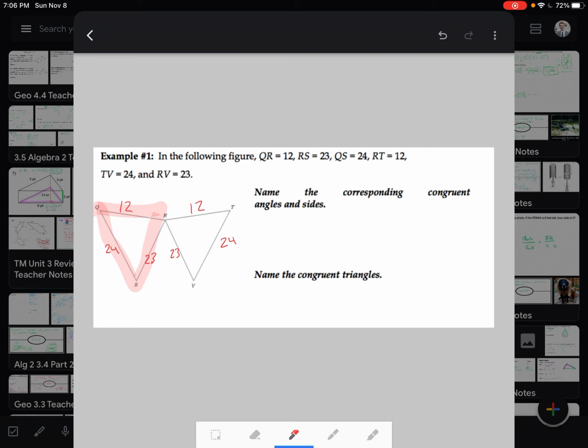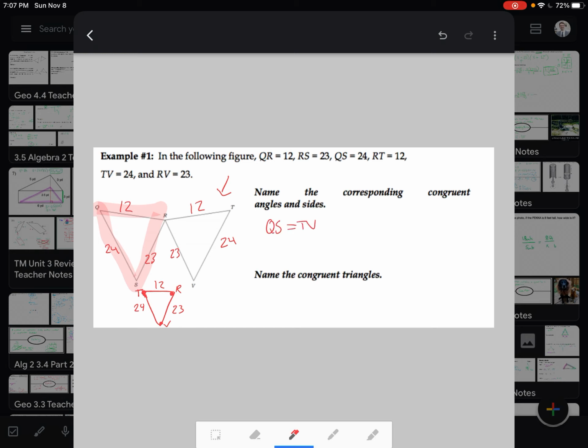So if we keep our first one the same, just like this, we would want to rewrite our second one so that it matches. And we can do that like 24 matches 24, 23 matches 23, and 12 matches 12, except we need to do it with this triangle here. So our 23 side goes from R to V, and our 24 side goes from V to T. So when we're rewriting this now, it'll be a little bit easier to match up sides that basically match with each other.